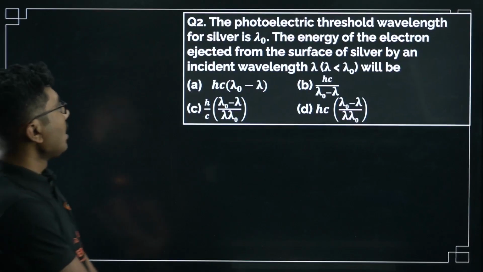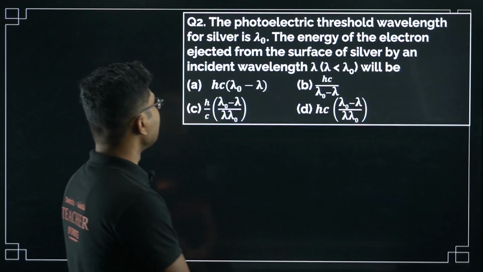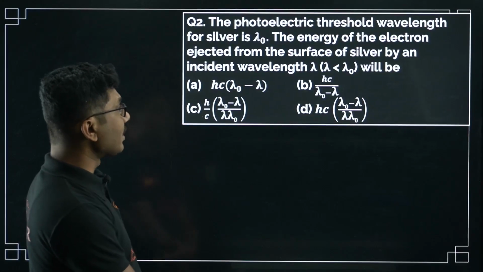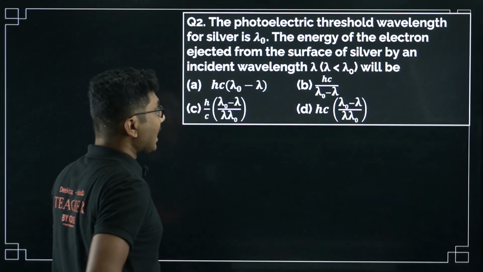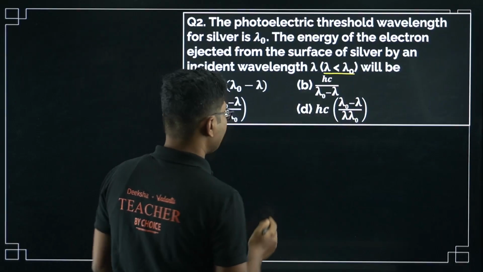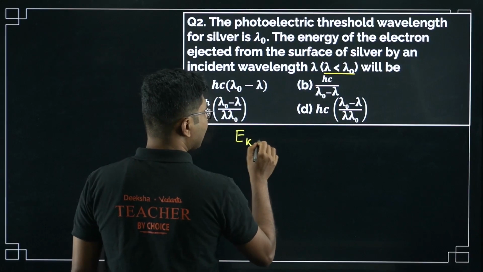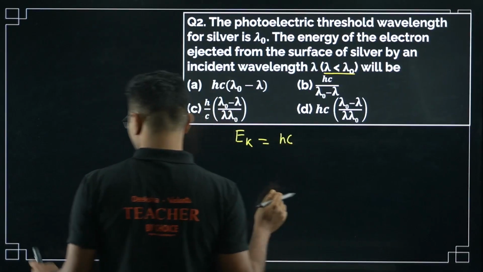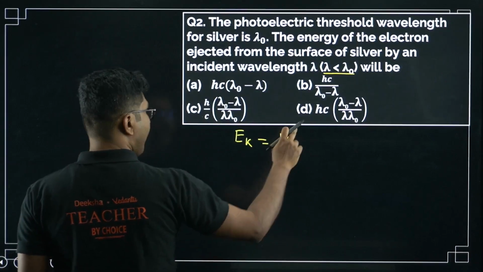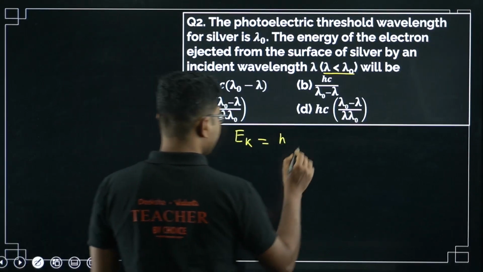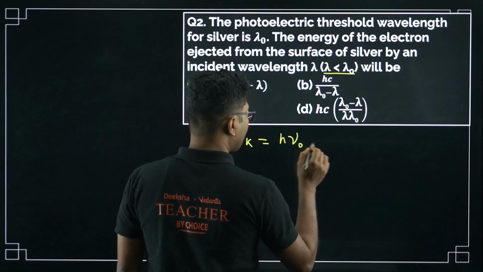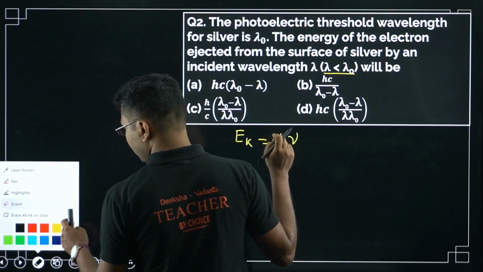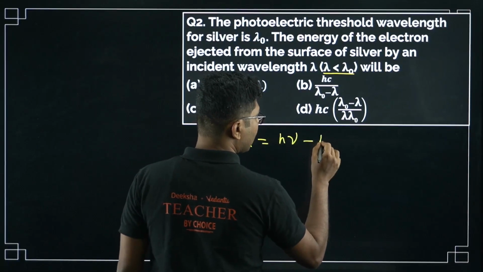Next question. The photoelectric threshold wavelength for silver is lambda naught. The energy of the electron ejected from the surface of the silver by an incident wavelength lambda, where lambda is less than lambda naught, will be. So what is the energy? We already know that energy is h nu minus h nu naught. h nu is the energy of the incident photon, and h nu naught is the threshold work function or threshold energy.